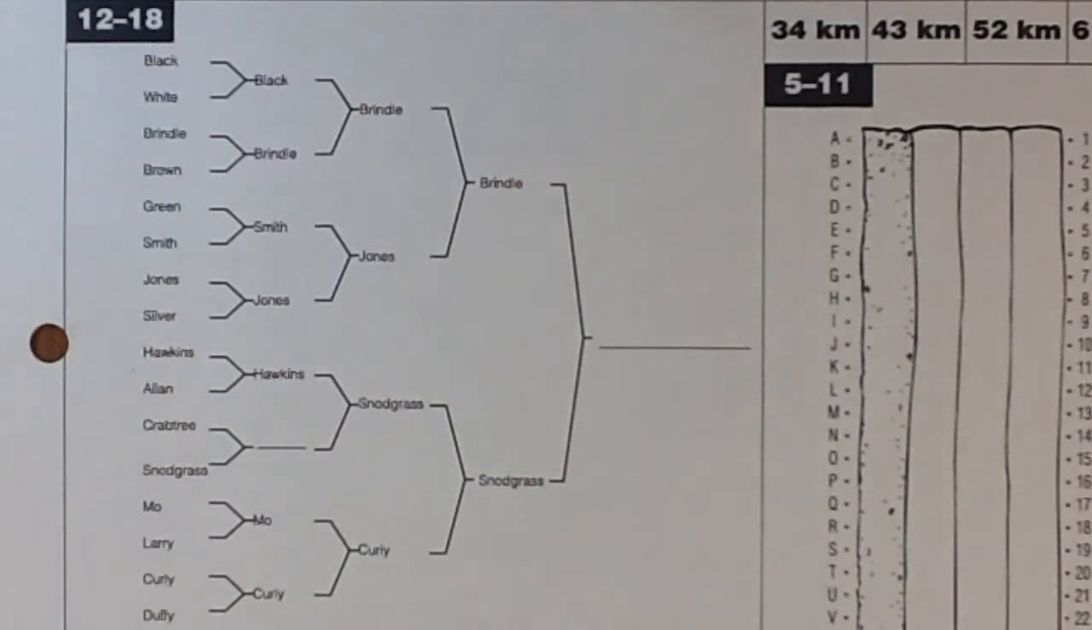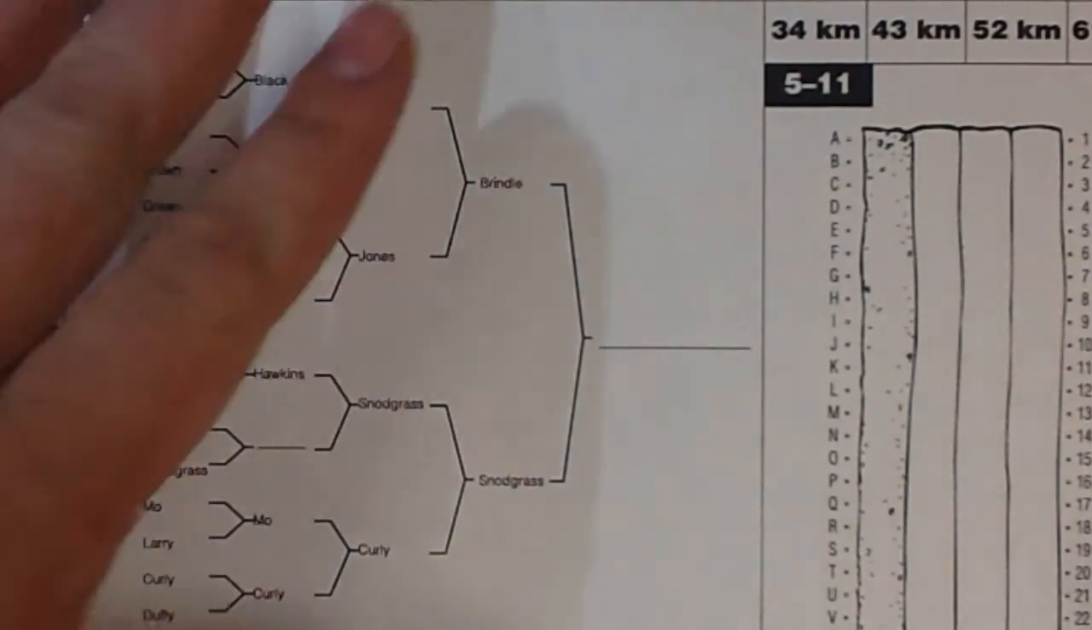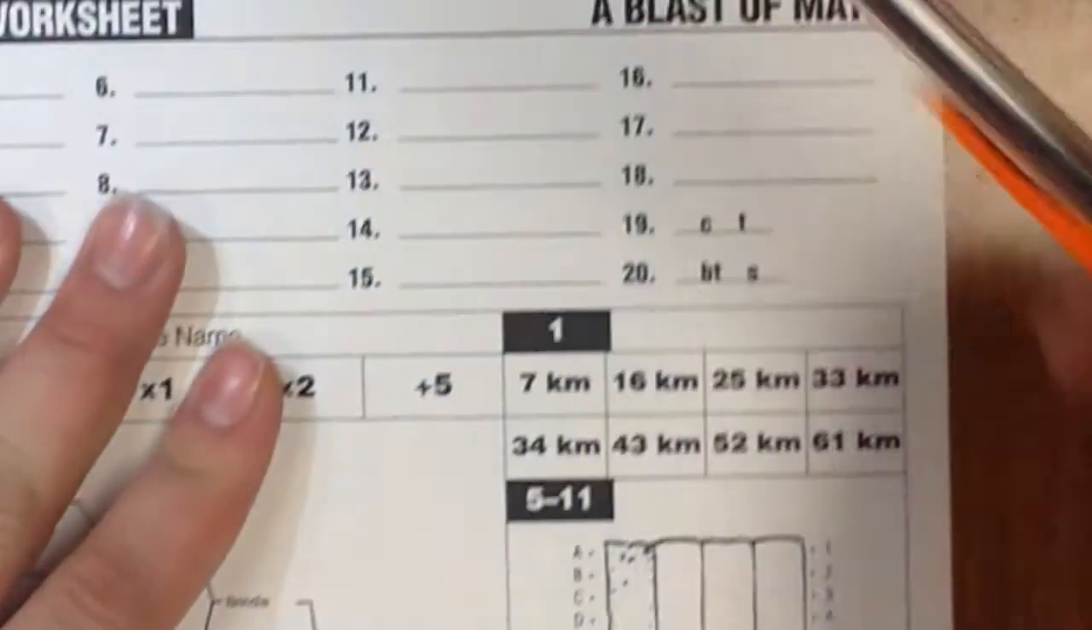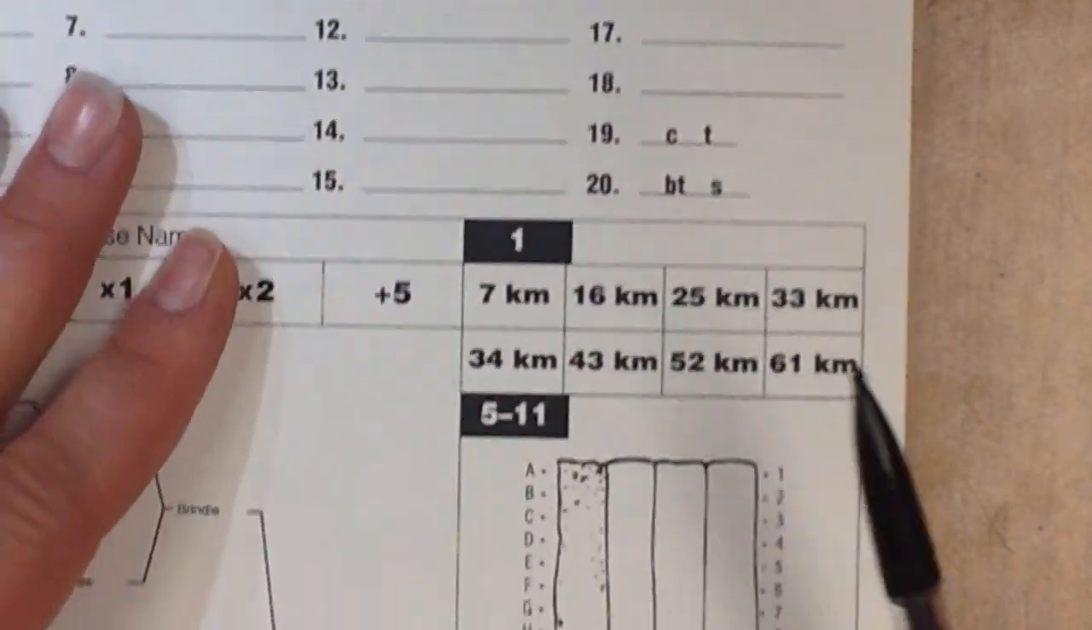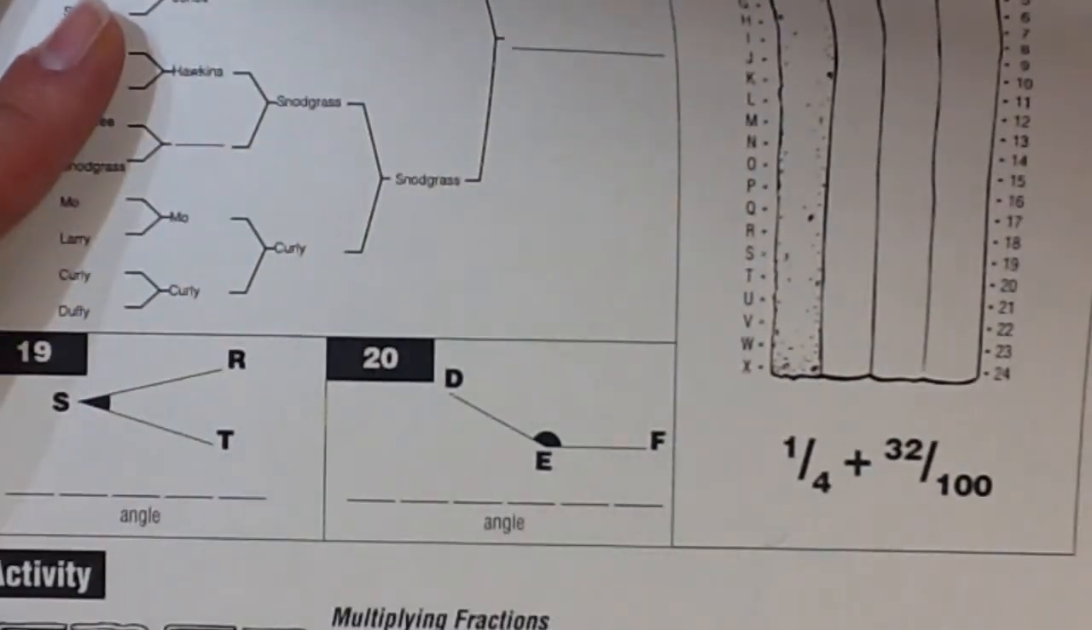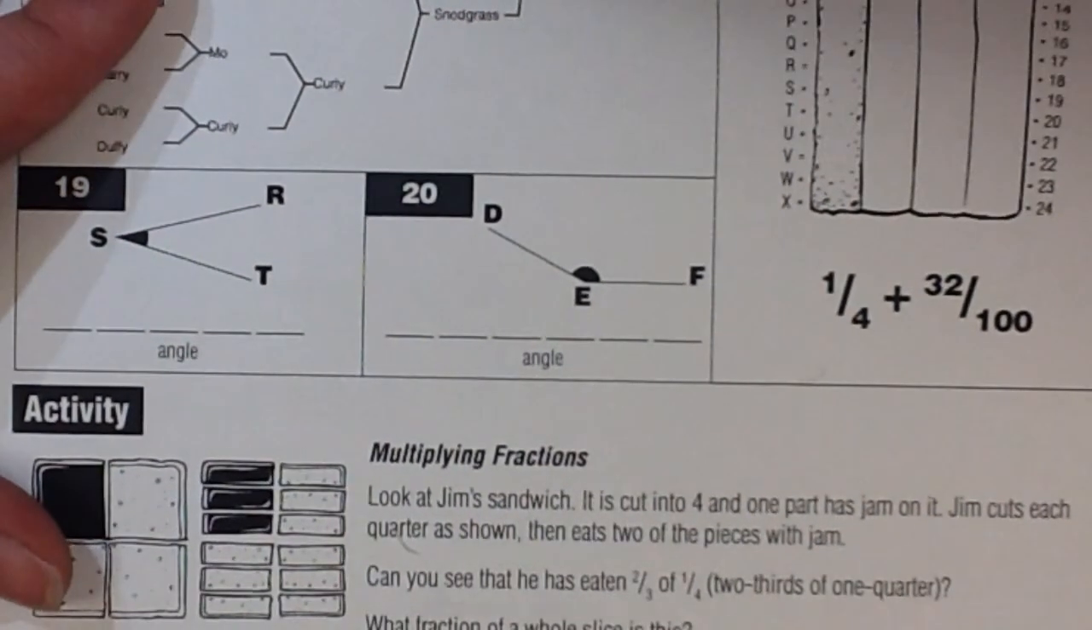And then question 19, it wants you to know what kind of angle this is. So you're going to put in, it's missing the vowels. So you're putting in the angle that 19 is, and then you're putting in the vowels for the angle that 20 represents. And then make sure you do your activity at the bottom.